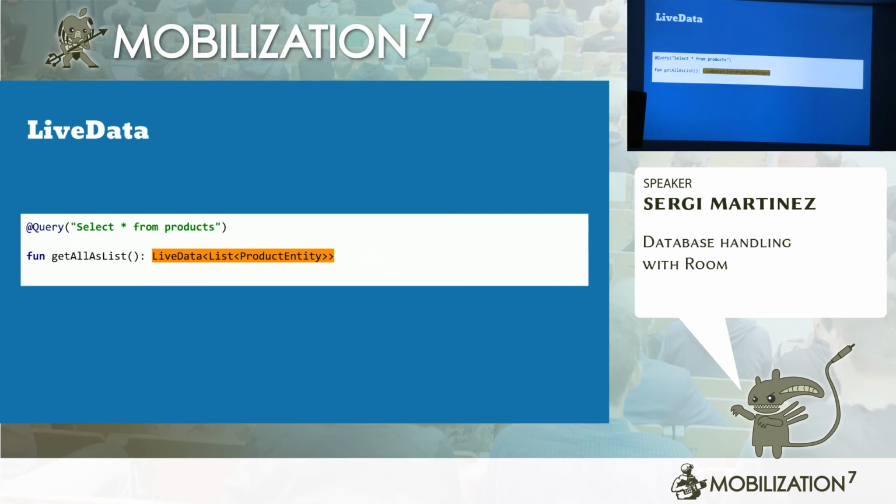Other things that we can use: LiveData. Is anybody using LiveData here? No? Well, okay. For those who are not using it, LiveData is part of the Android libraries. It's basically giving us streams with data. So what we will do is receive this LiveData and consume it in the UI.